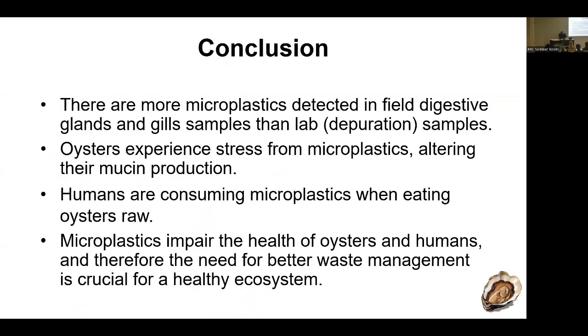In conclusion, there are more microplastics detected in the field digestive glands and gills than in my lab, which was what we were trying to see. Oysters experience stress from microplastics altering their mucin production, as we saw with the path staining. We know that humans are consuming these microplastics when eating oysters raw, because we now saw that the oysters do have microplastics in them, which means that microplastics impair the health of oysters and humans, and therefore the need for better waste management is crucial for a healthy ecosystem.